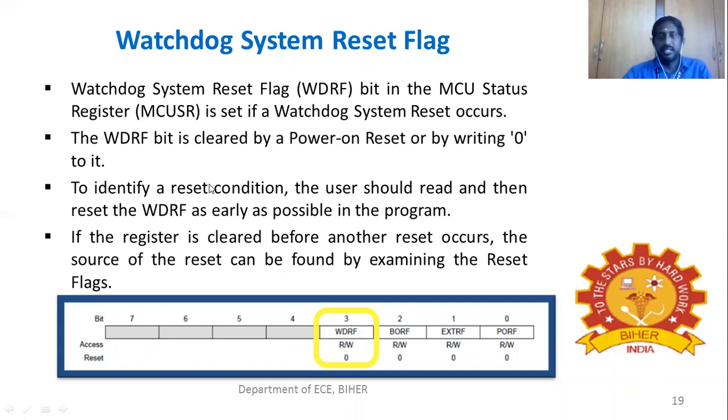To identify the reset condition, the user should read and then reset the watchdog timer reset flag as early as possible in the program. So everything is controlled by the user. You need to identify whether the condition is a reset. If it is a reset condition, read the reset signal, and then accordingly set the flag register status. If the register is cleared before another reset occurs, the source of the reset can be found by examining the reset flag. So you need to concentrate on this flag, highlighted in yellow. If it is set, it means 1; if it is 0, it is reset. So we need to always look at this watchdog timer system reset flag to know the condition of a reset.